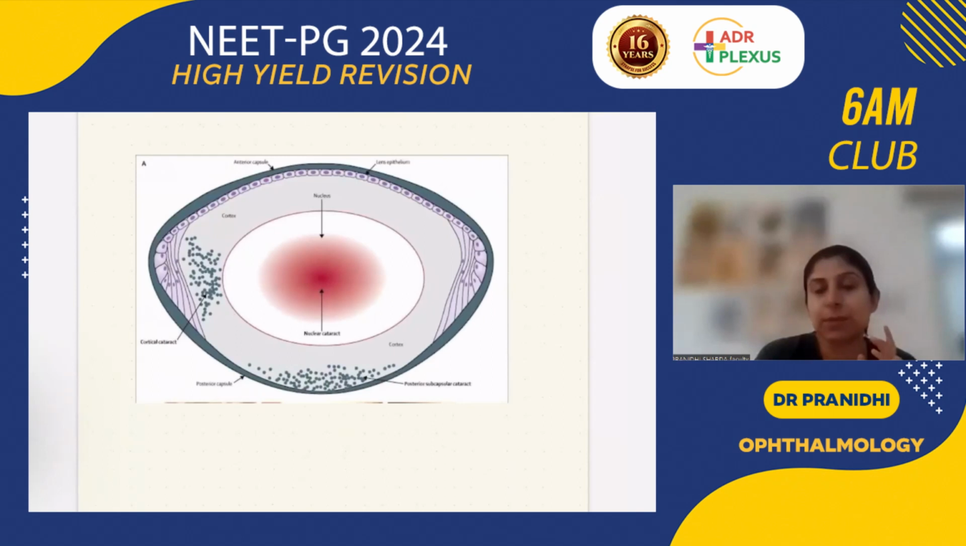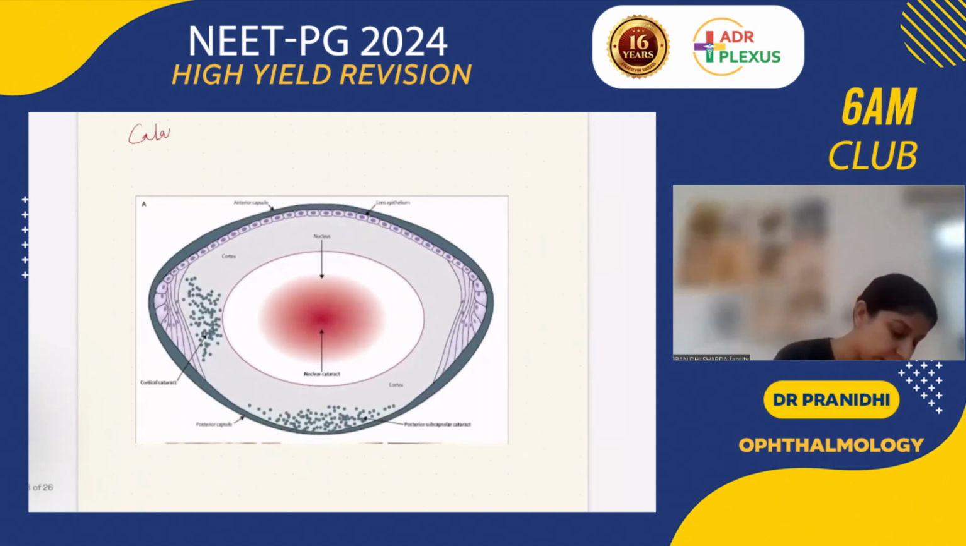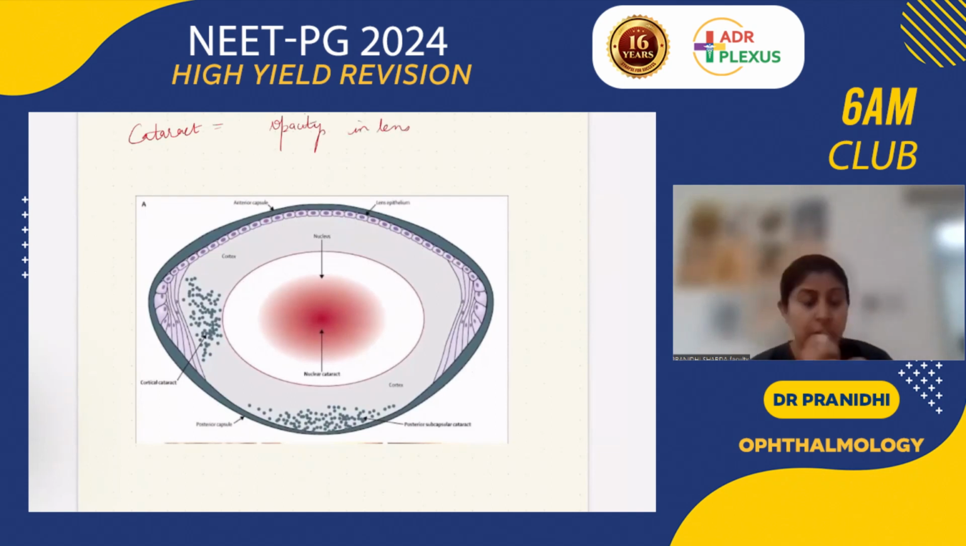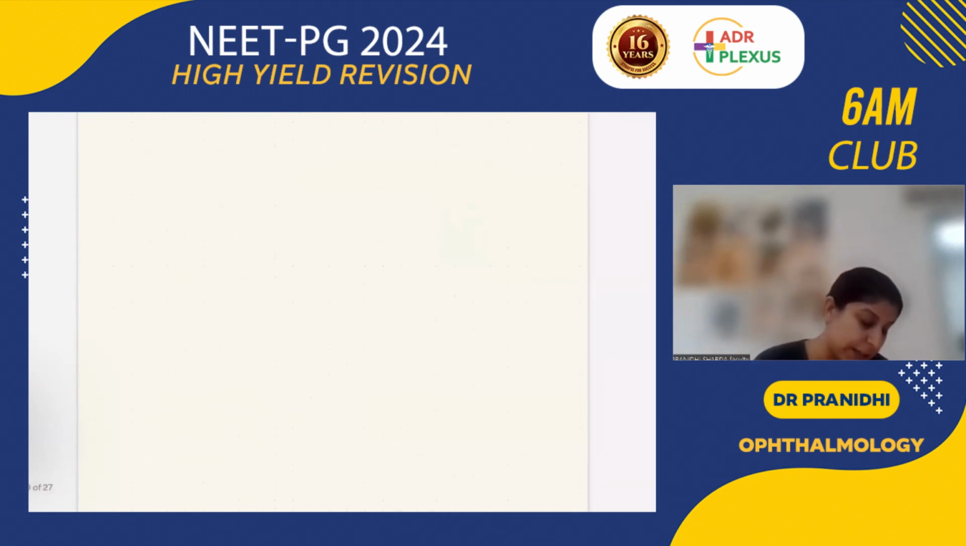So this was the first pathological part of the lens, that is the ectopia lentis. Now we will come to the important part, that is the cataract, that is opacity in the lens. Cataract is basically any opacity in the lens, and it is known by the name of cataract. So we divide the cataract into two types.